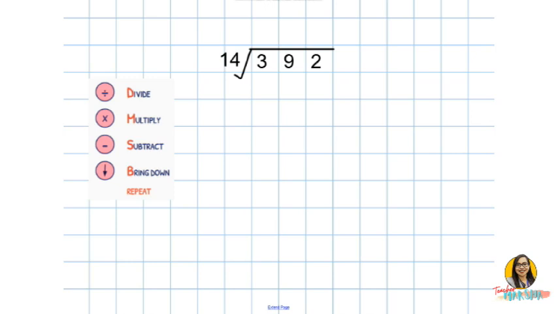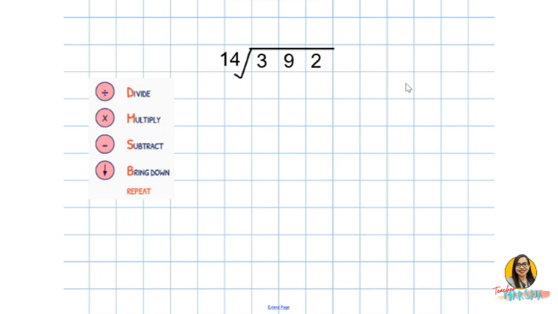So let's start. First, you need to look at the first digit of the dividend, which in this case happens to be the number 3. So you have to ask yourself, how many groups of 14 are there in 3? Can you get a group of 14 in 3? Of course, the answer is no. So now we go ahead and include the next digit of the dividend, which is 9. So now we have 3 and 9, that makes 39. So 39 divided by 14 is how many? Or in other words, how many groups of 14 are there in 39?